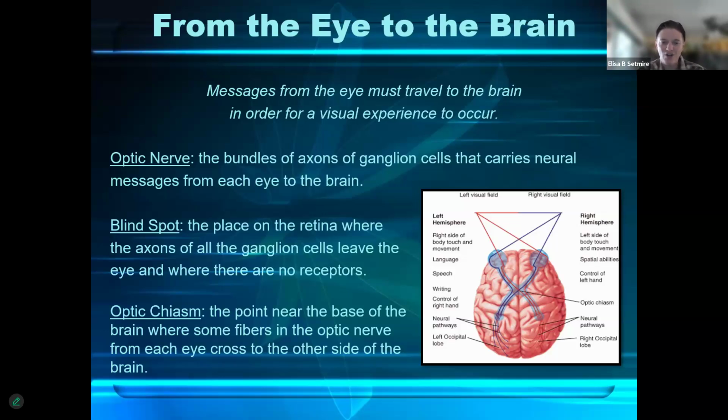And again, we do have that little bit of a blind spot, which creates some really interesting effects, which you can definitely test for. And there are some really cool YouTube videos that I've seen on that as well, if you wanted to take a look.